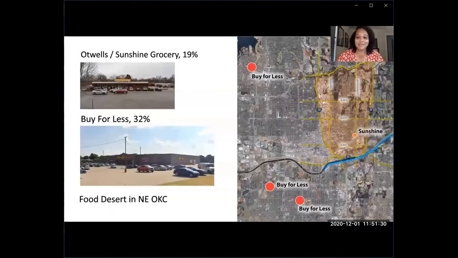So here's a map, thanks to Deborah and her great skills. And so as you can see, the highlighted area are those zip codes that I just laid out. And right now, really the only grocery store is the Sunshine Market. And there are Buy for Less options, grocery stores, but they're not accessible. And so again, thinking about that access question.